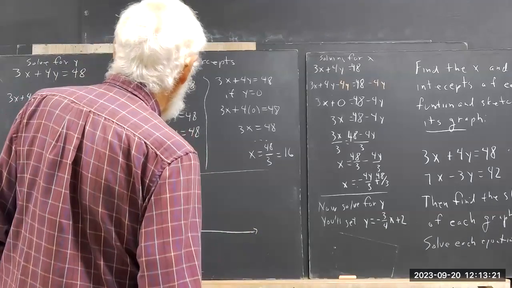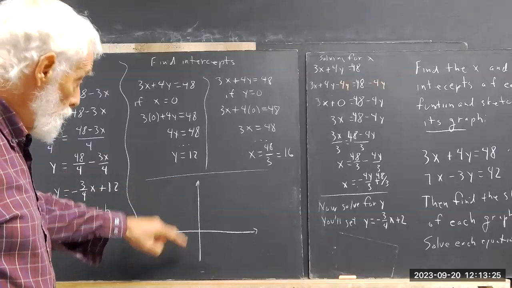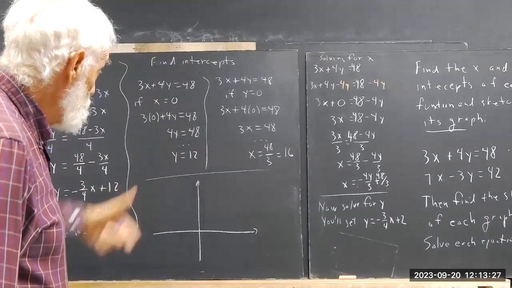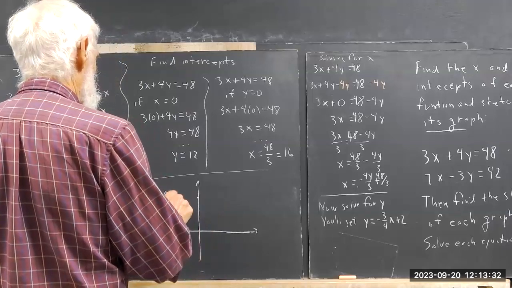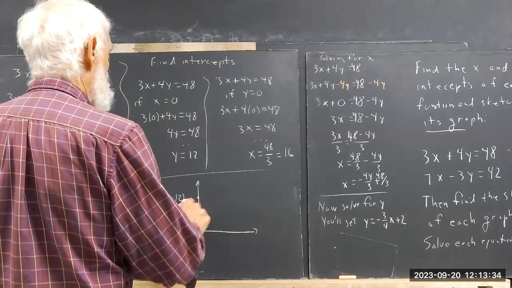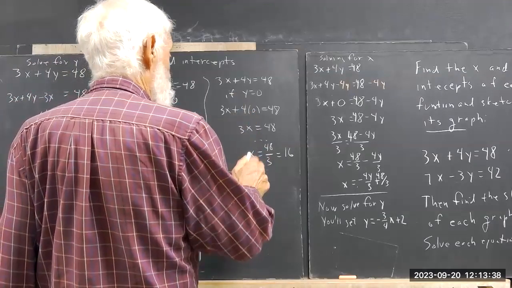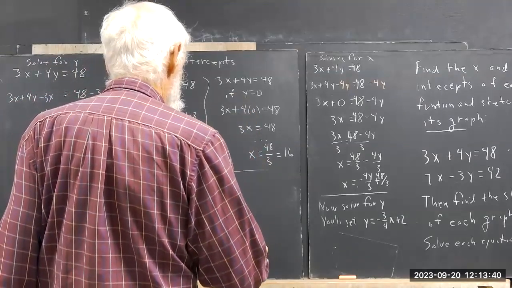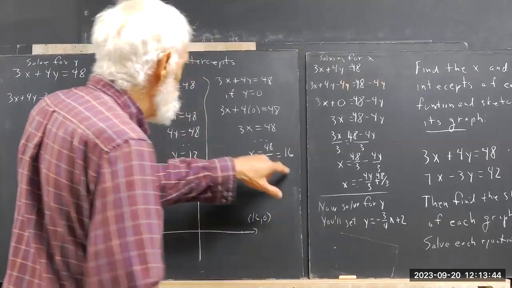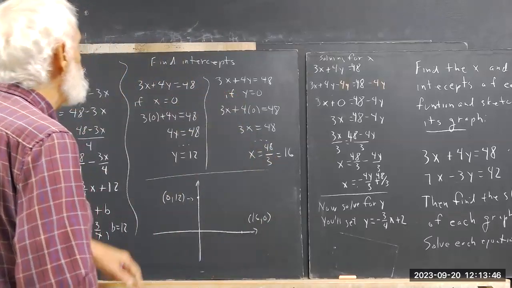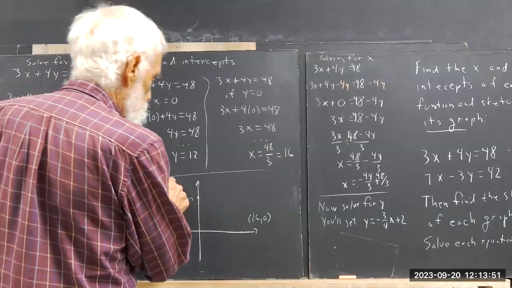Okay. The y-intercept, well, when x is 0, y is 12. The y-intercept is the point where the graph goes through the y-axis. And that is the point 0, 12. The x-intercept, y is 0, and x is 16. So this point is 16, 0. Again, x is 16 when y equals 0, and y is 12 when x equals 0. Now we can sketch the straight line.